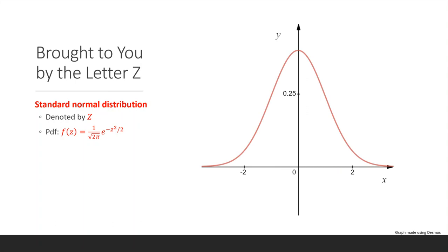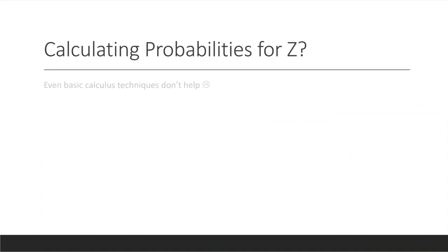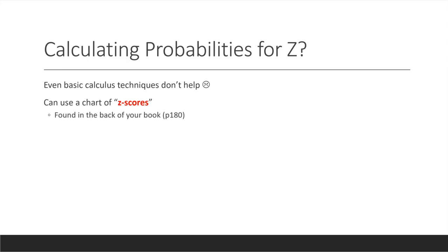Well, in theory, we could do something like use integral calculus. However, unfortunately, even basic calculus techniques won't actually help us give precise answers. So instead, what we're going to do in this course is we're going to use a chart of what are called z-scores. This chart is going to be found in the back of your book, which is on page 180. And it will be given on any exams.